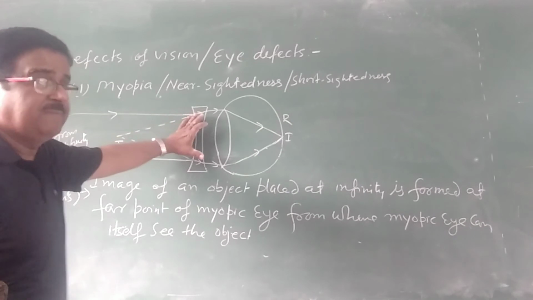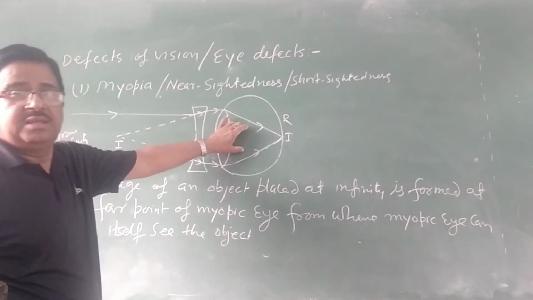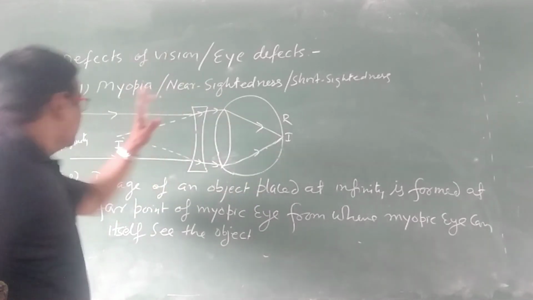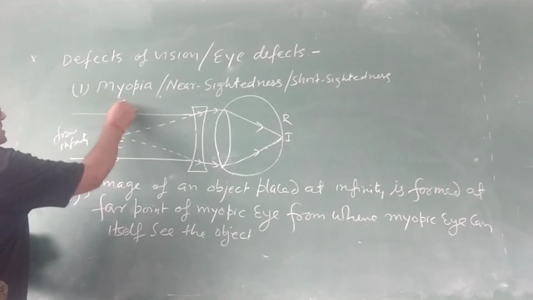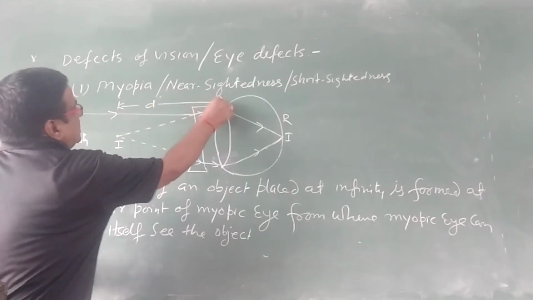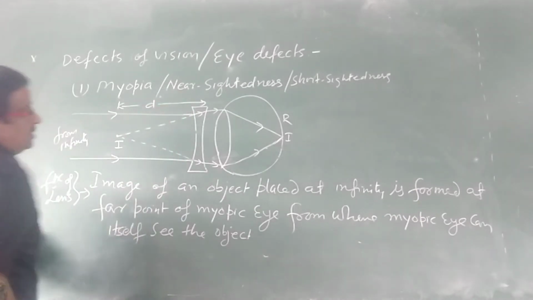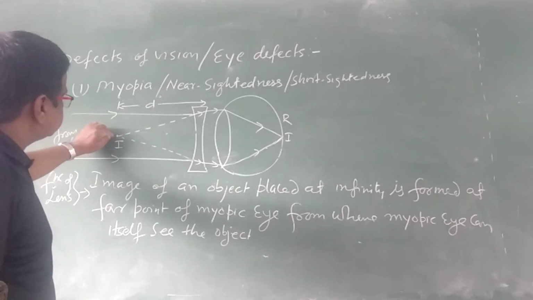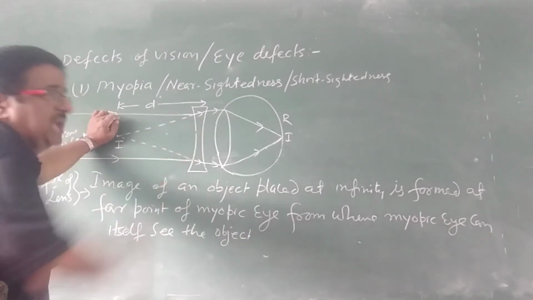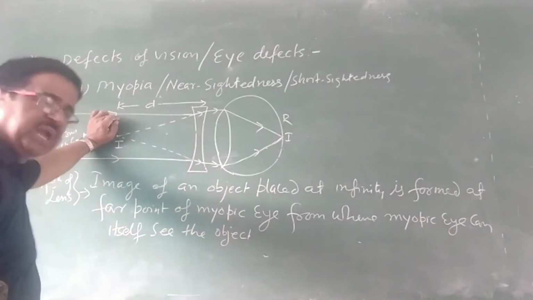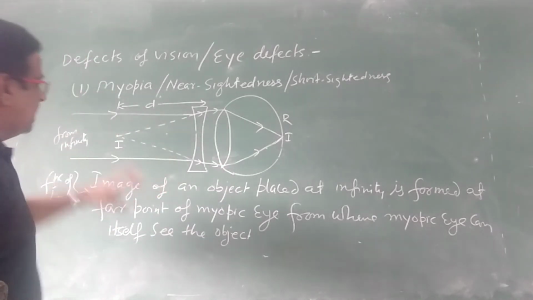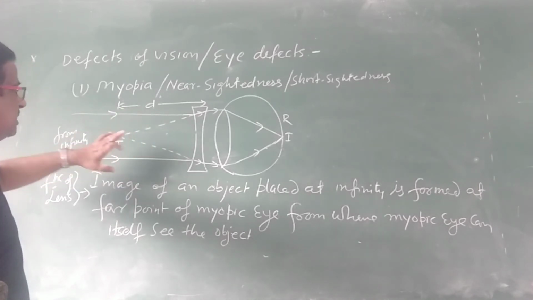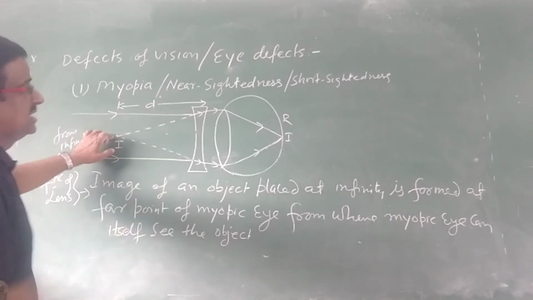The object is at infinity. This is the myopic eye. Its near point is 25 centimeter, but the far point has reduced, and the far point is this one. This is small d, which I have written previously, and here is the near point, capital D, 25 centimeter. So this position is the far point of the myopic eye. The normal eye has far point at infinity, but that has reduced, and this is the far point for the myopic eye, up to which objects can be seen.